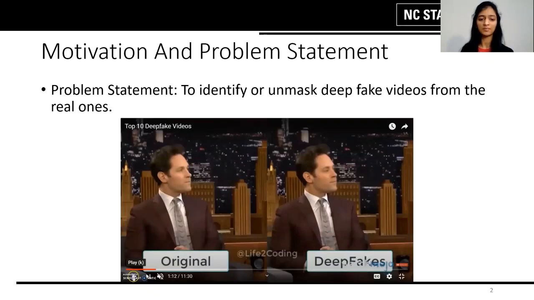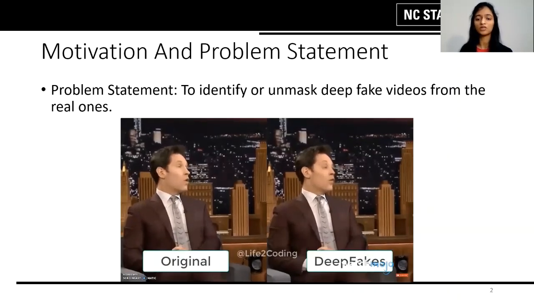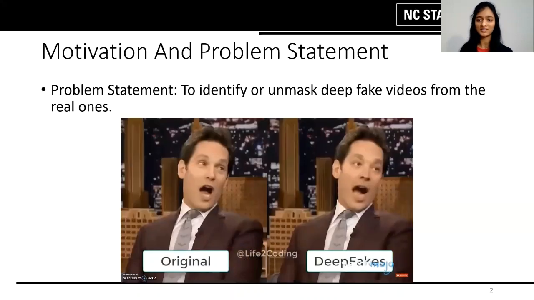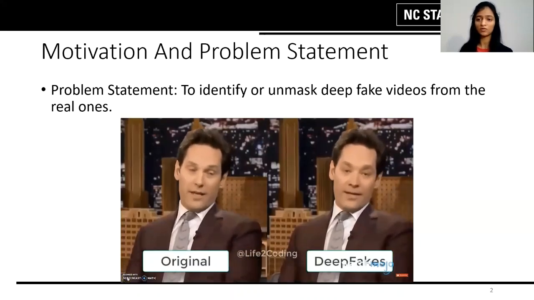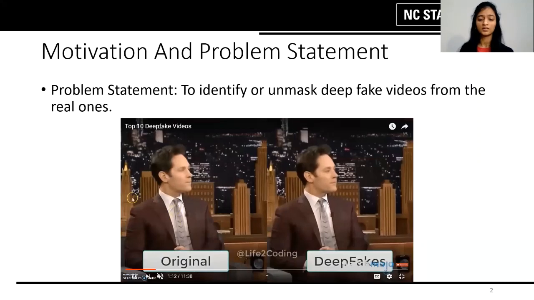Here is an example video clip taken from YouTube, which shows Jimmy Fallon as Paul Rudd. AI synthesized media, which makes fake content look real by manipulation of digital images and videos, are known as deepfakes. They can be used for a number of malicious purposes, for example, a world leader confessing to illegal activities. Hence, it is very important to identify the fake videos from the real ones.